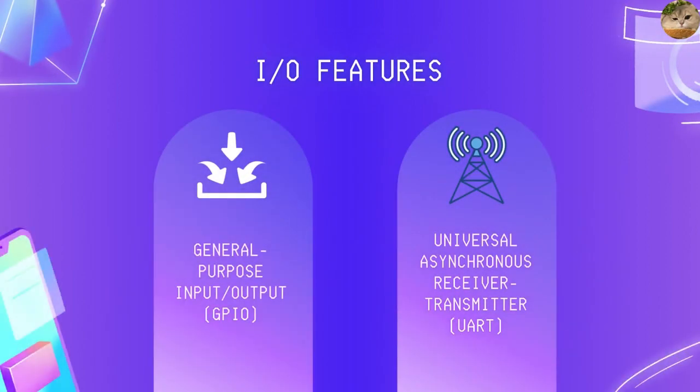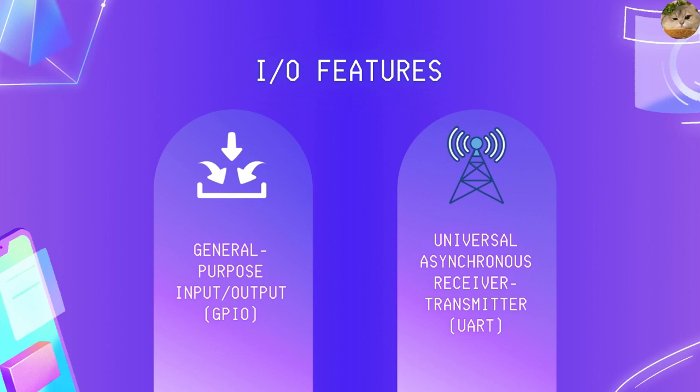Next, I'm going to talk about the input-output features. As we know, input-output features in a processor are very important as they are in charge of controlling the data flow between the processor and the peripheral devices. Therefore, the ARM Cortex-M series processor in our covered system offers versatile I/O capabilities tailored to the requirements of its system.